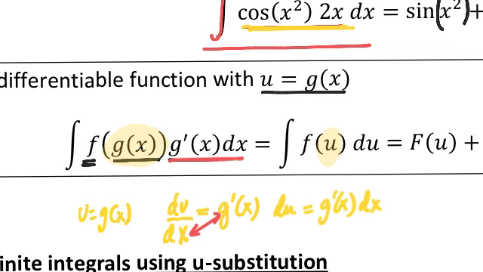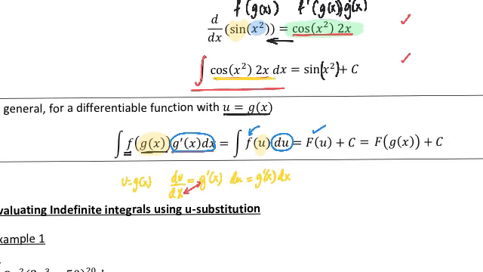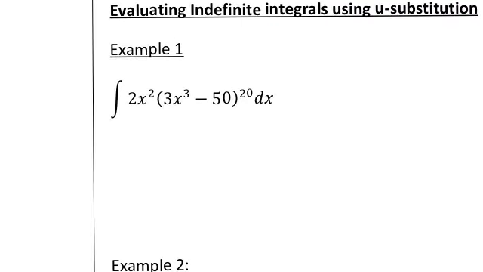So I can replace this whole thing with this, and I've transformed my integral into an integral in the variable u. Then all that I need to do is find the antiderivative of this outside function, and that would be the big F. And I now have my answer to the original problem. At the end, we're going to come back and put in the g of x that we initially substituted with u. So let's just do an example to see how this works.